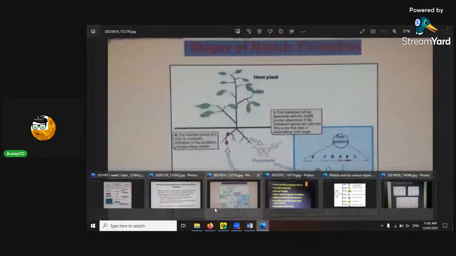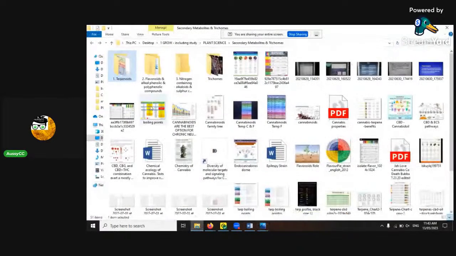What's this one? Terpenes. So that was under the terpenes. So let's get into some volatile charts. What temperature unlocks which cannabinoid and terpene? How about we start with the cannabinoids first?